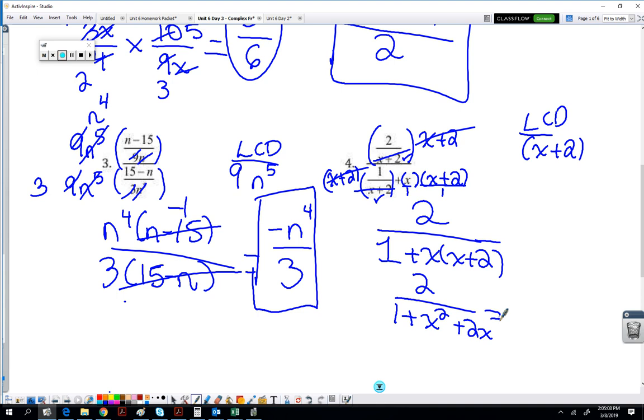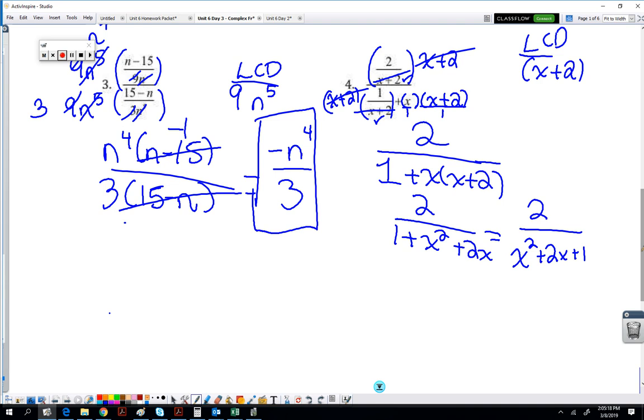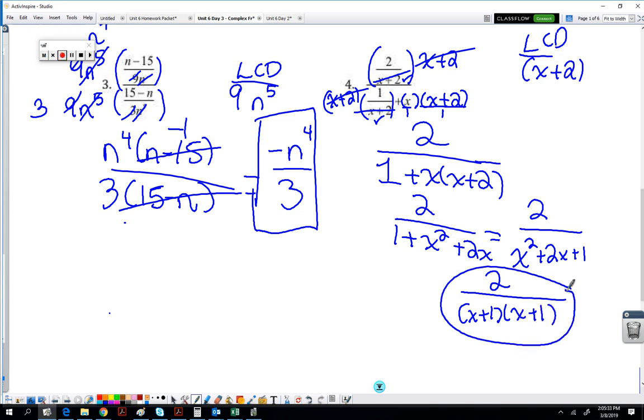And now we have to make sure we write it in standard form. Alright, so I'm going to tell you guys, you do need to actually factor down some more. You have to look at the denominator and say, what numbers can I multiply to 1 that will add up to 2? So it's going to be x plus 1, x plus 1. And that is your final answer.